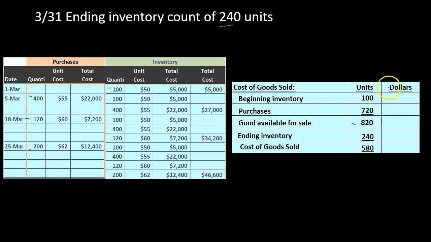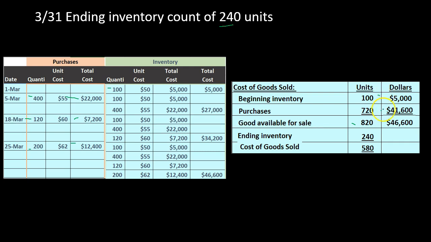Now we're going to do the same thing in terms of dollars. The same cost of goods sold calculation. Beginning inventory was 5,000. Then we had purchases, which was this 22 plus the 7 plus the 12 in the purchases column, giving us 41,600. This is what we had in dollars at the beginning, this is what we purchased, no estimate here. It is what it is. That's what we purchased for. Then we're going to have 46,600.